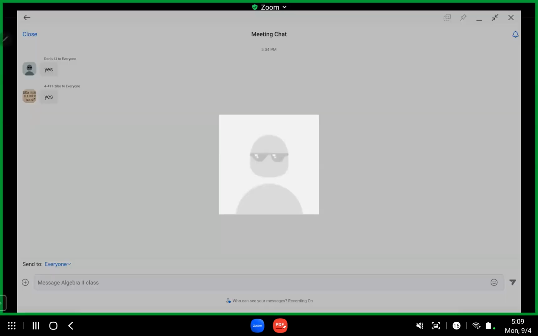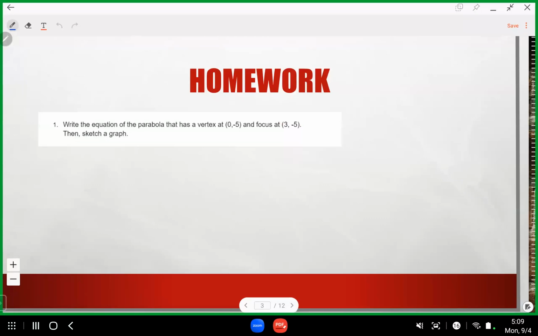Okay, so let's start with this first homework question, right? It says, write the equation of the parabola that has a vertex at 0, -5, and a focus at 3, -5. So how do we do this? So we have the vertex 0, -5 here. And the focus is 3, -5.